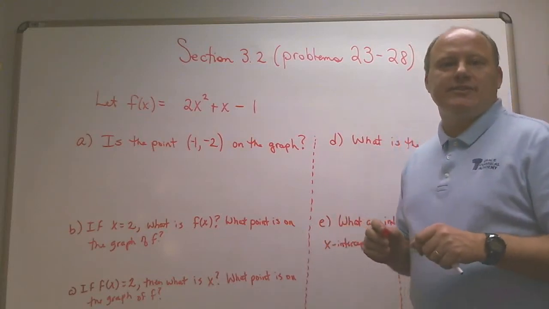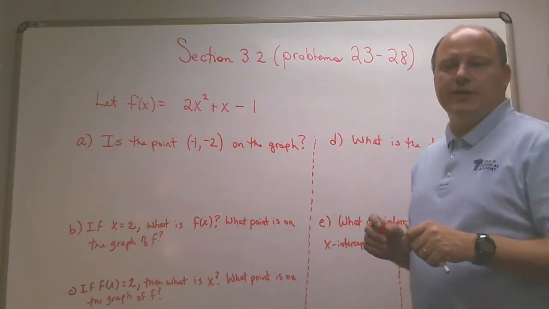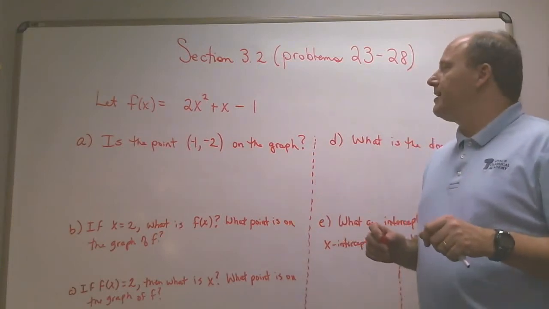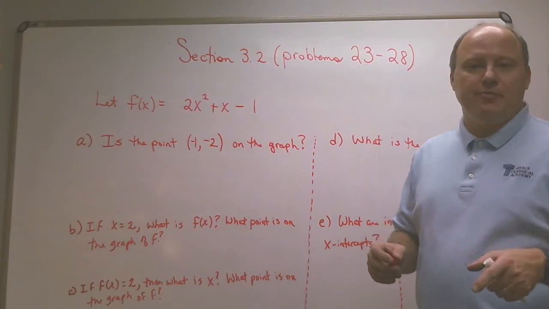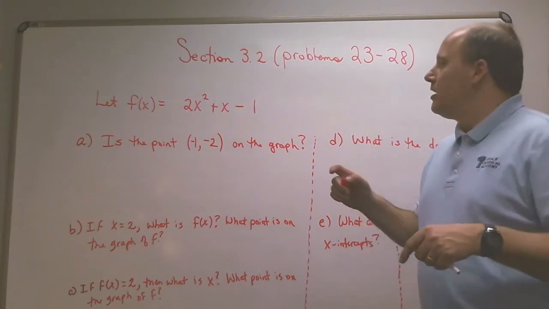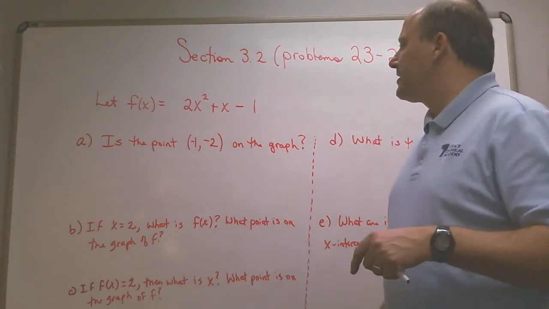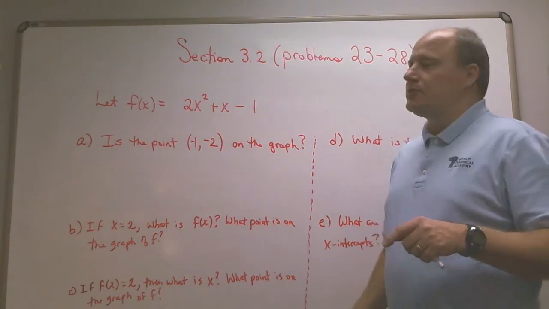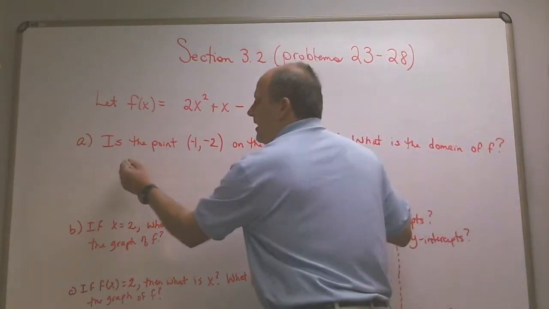Hello, we have a question on section 3.2, problems 23 to 28, and it goes with the function 2x squared plus x minus 1, and asks you about a few points about the domain and some intercepts. So this function is 2x squared plus x minus 1, and we want to know if the point (-1, -2) is on the graph. So all you have to do is evaluate f of -1.